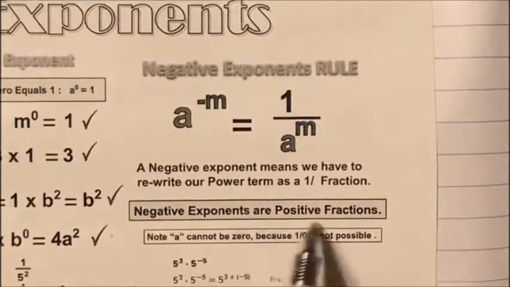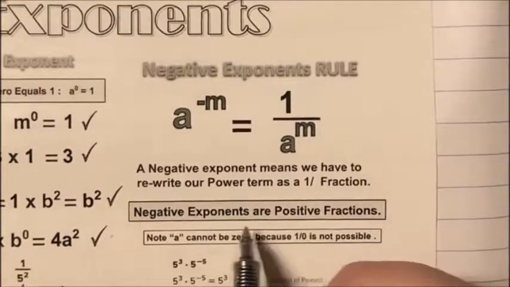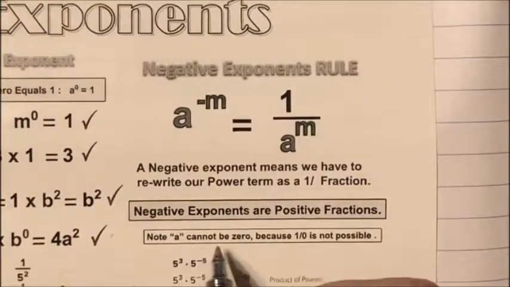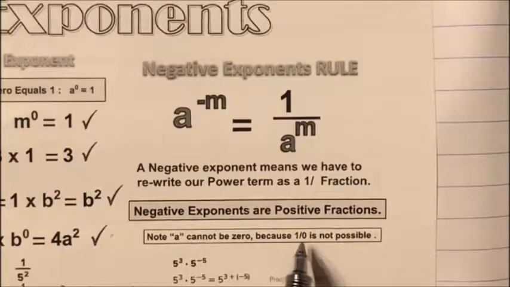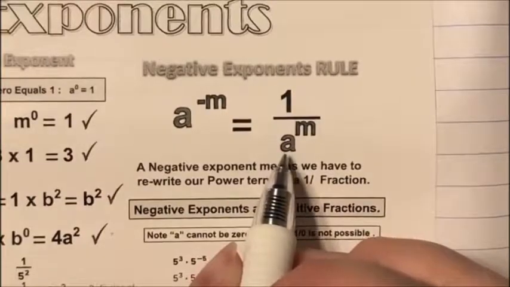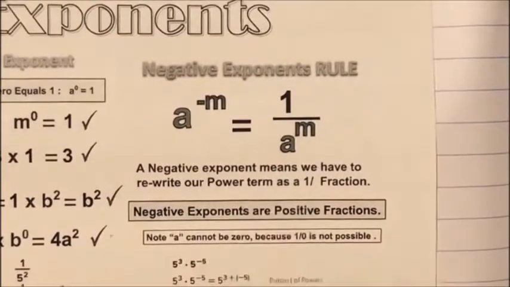I want to write negative exponents as positive factors. Note a can't be 0 because 1 over 0 is not possible. So this value, a, the base, cannot be 0. Let's look at some examples.